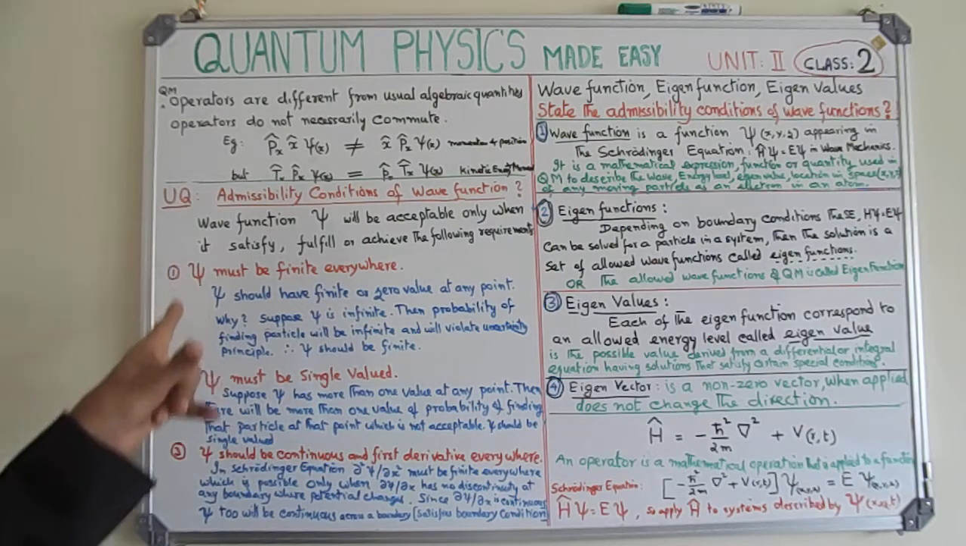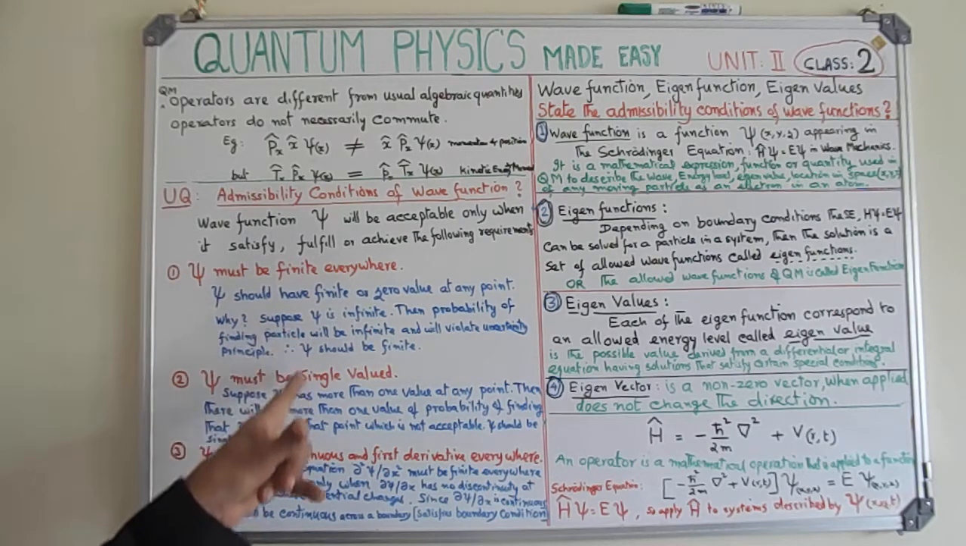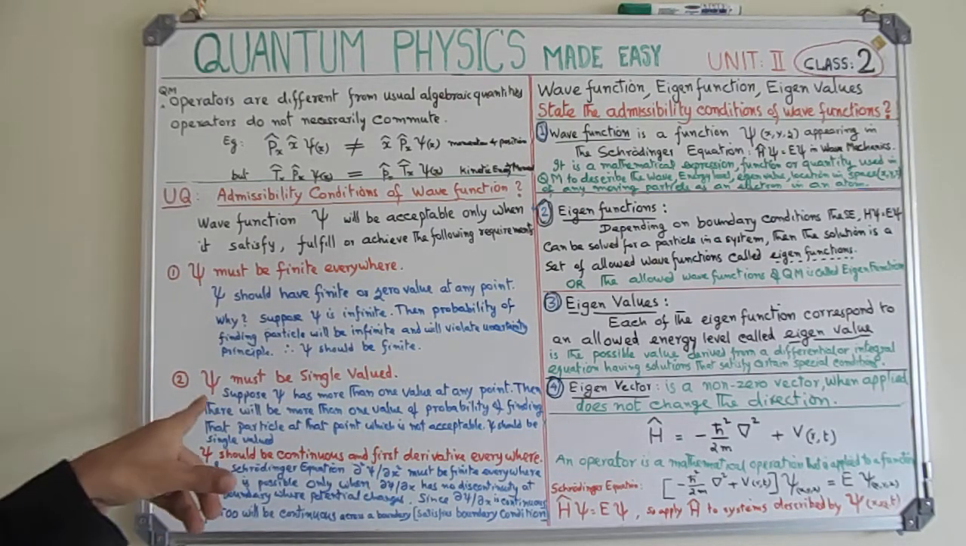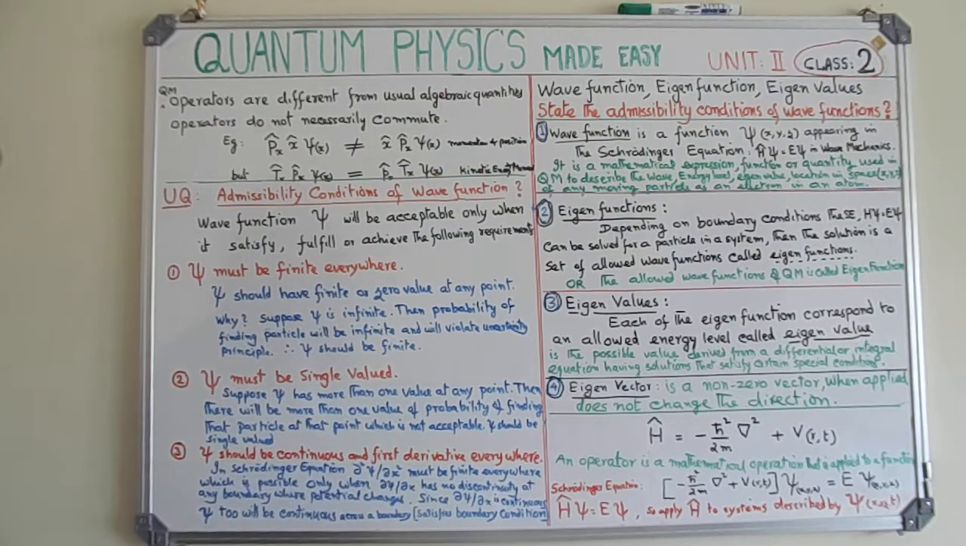Single value. You can see that 1 and 2 are almost having the same sense and meaning. So psi must be single valued means it should have a particular definite value only. If it is having more values, the probability also will be different for different values. And for that case, psi should be single valued. The third important condition is psi should be continuous and first derivative everywhere.